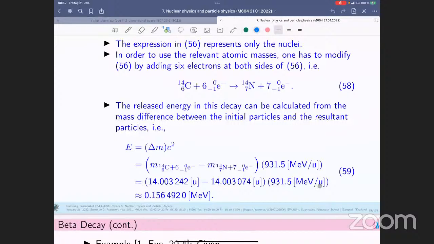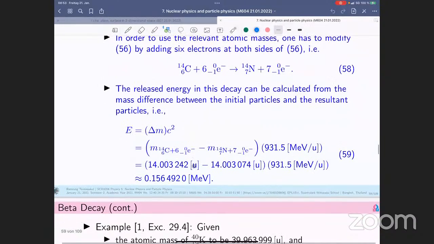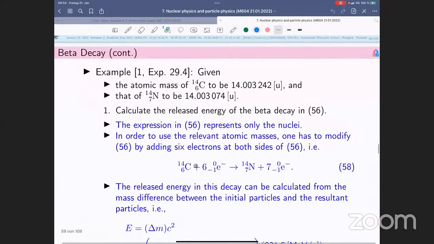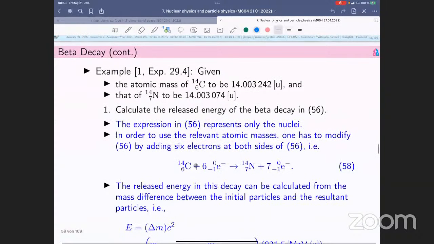Mega electron volt per atomic mass unit, and we have here the mass difference already in the atomic mass unit, so it's convenient. The unit will cancel each other, so the outcome will be expressed in mega electron volt easily. It's 0.15 for one process of the carbon to nitrogen conversion, and this will serve as the calculation in radiocarbon dating too.